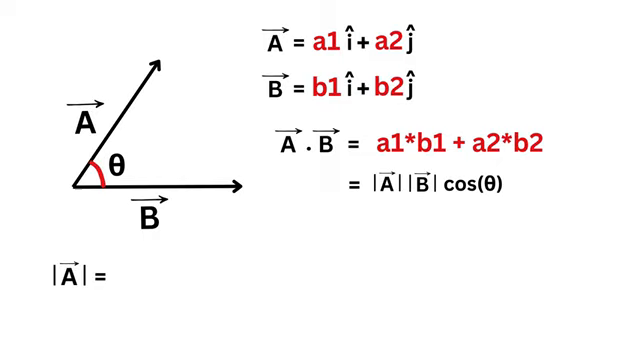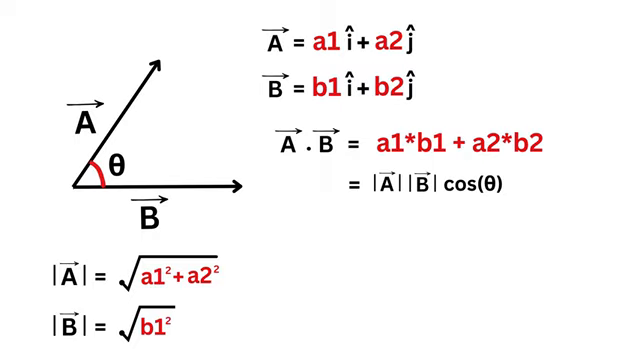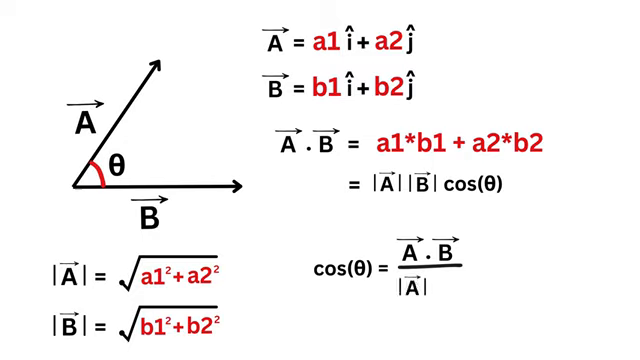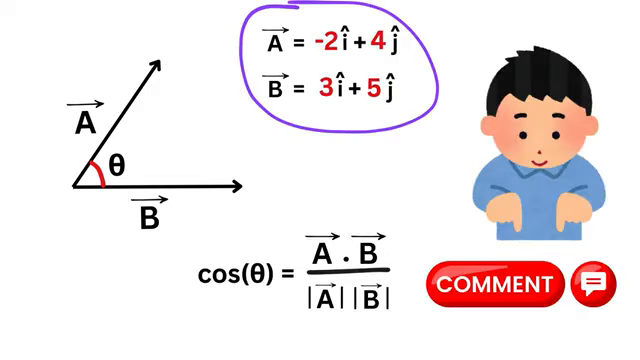Magnitude of A equals square root of A1 squared plus A2 squared, and the magnitude of B equals square root of B1 squared plus B2 squared. By rearranging the formula, we can find the cosine of the angle theta as A dot B divided by magnitude of A times magnitude of B, or this. Once we get the cosine value, we can use a calculator to find the actual angle. Let me know in the comments what will be the angle between these two vectors.